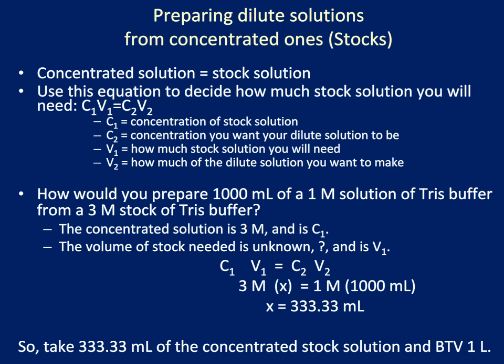To make the solution, we would take 333.33 mL of the concentrated stock in a graduated cylinder, and then we would bring to volume with water to 1 liter. In terms of buffering capacity, remember that diluting the buffer does not change the pH. However, the concentration of buffer does have an effect on the buffering capacity.